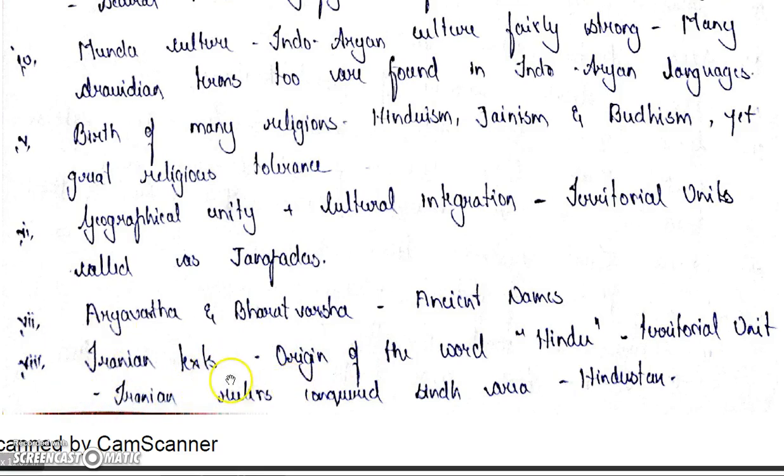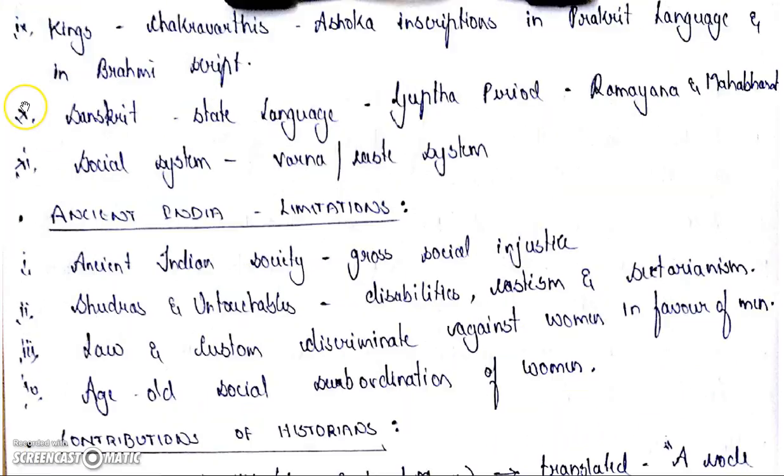Then next, the Iranian text. From the Iranian text, the origin of the word was Hindu. Hindu was nowhere related to any religion in olden days. They intended to mention Sindhu, and S is pronounced as H in the Iranian text, and they call it Hindu, and this is a territorial unit, right? Iranian rulers conquered the Sindh area, and when they conquered it, they called it Hindustan, right?